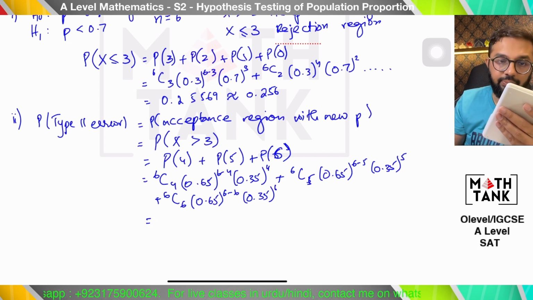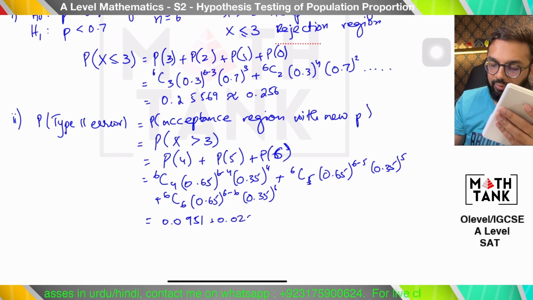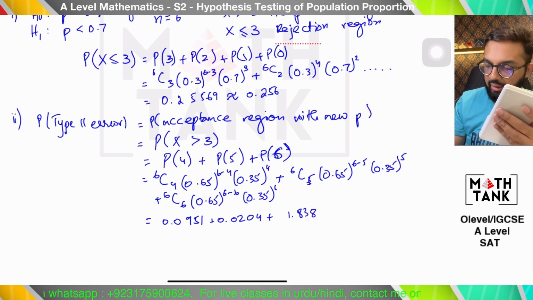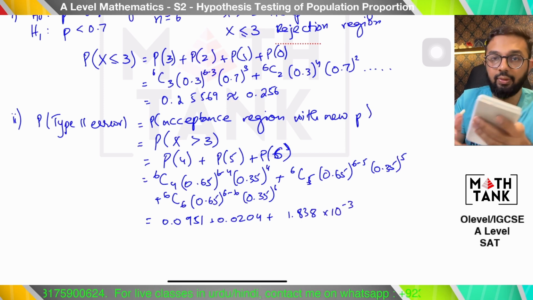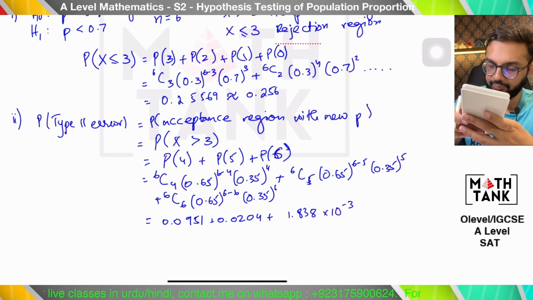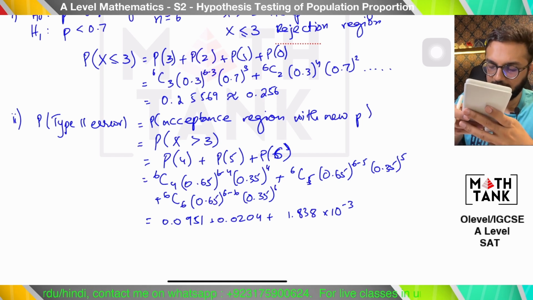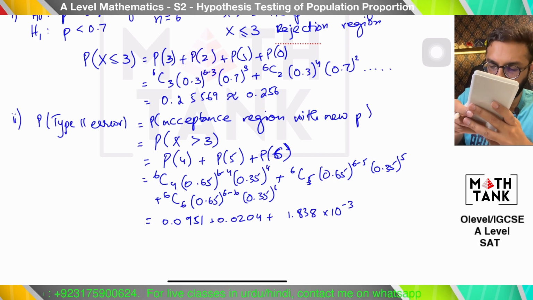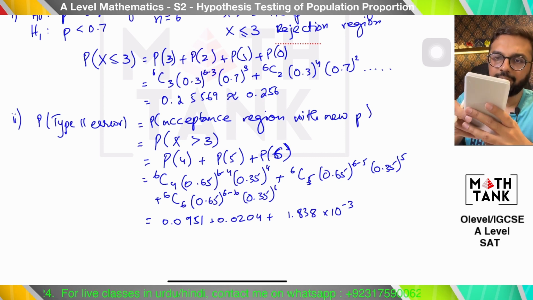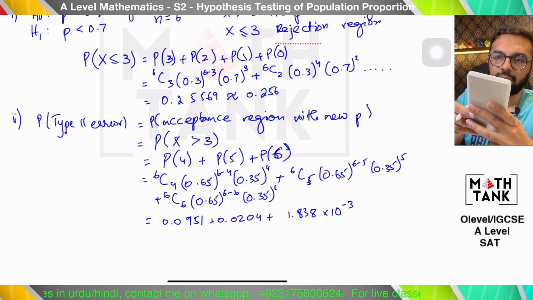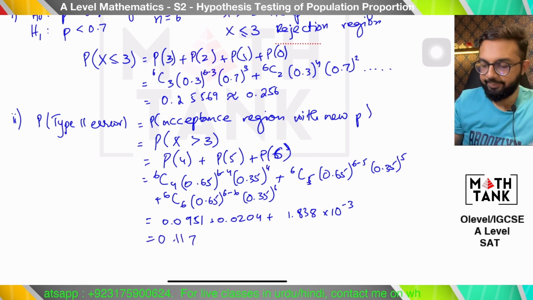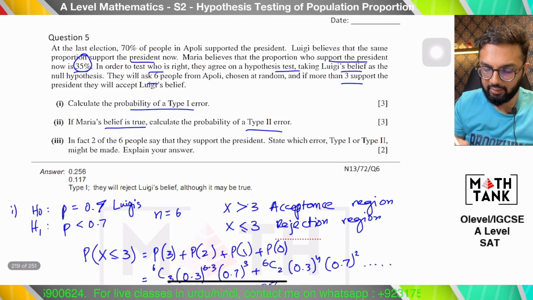I have 0.951, 0.0204, and 1.838 times 10 power minus 3. Zero point 117. That is indeed the correct answer.